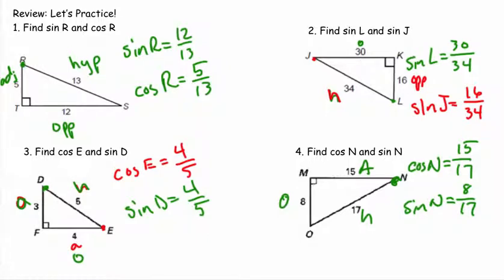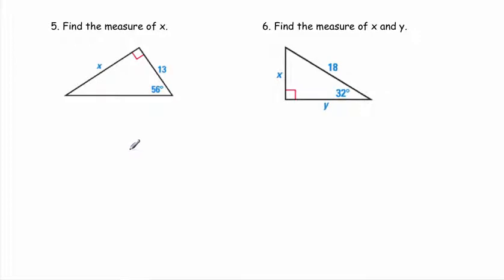Let's look at another example. Find the measure of x. So this is a side length. So here's my reference angle. I know that's 56 degrees. That makes this opposite, and this is adjacent because this is the hypotenuse. So since I know opposite and adjacent, I'm going to use tangent. So tangent of 56 equals opposite over adjacent.